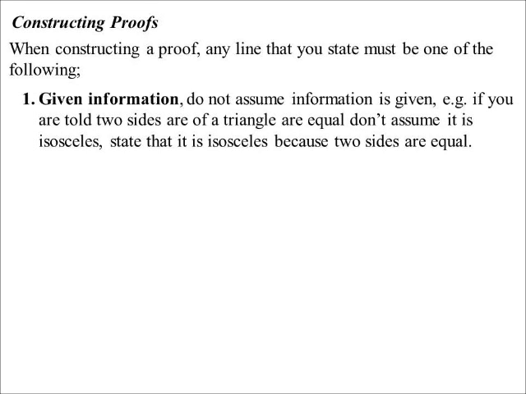So you could say, well look, AB is equal to AC. That information was given to me. Therefore this triangle is isosceles. And then I can use facts about isosceles triangles. But if they haven't told me the triangle is isosceles, I can't assume it is. I've got to prove that it is.